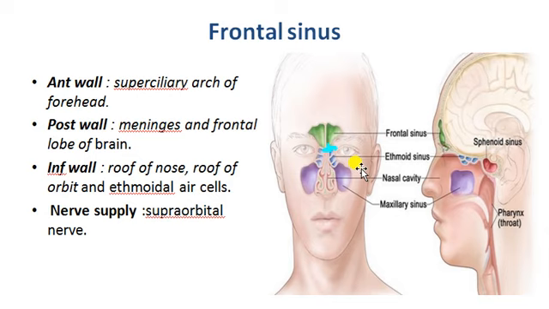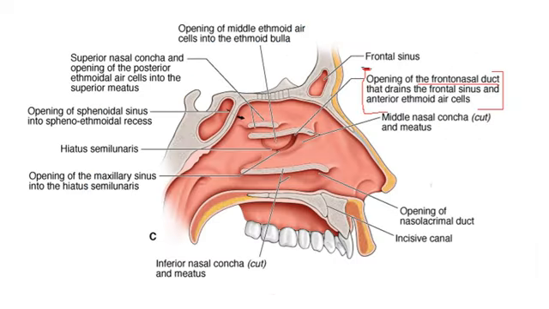Now, the nerve supply of the frontal sinus is by the supraorbital nerve. Similarly, the arterial supply is by the supraorbital artery and the venous drainage is by the supraorbital vein. The lymph drains into the submandibular lymph nodes.